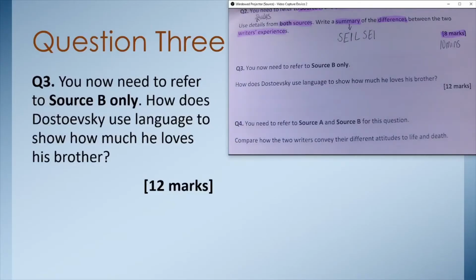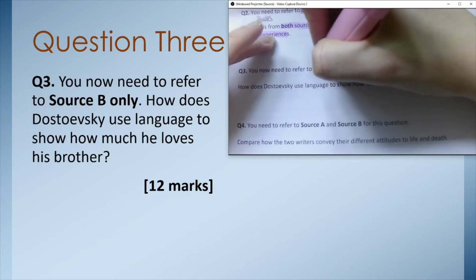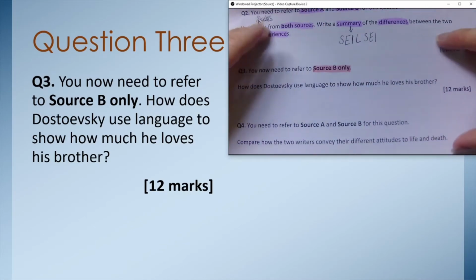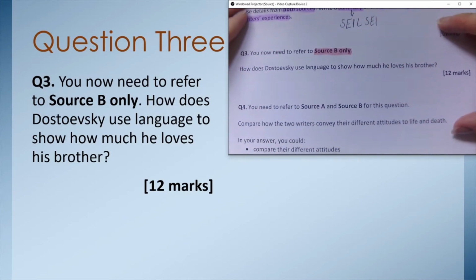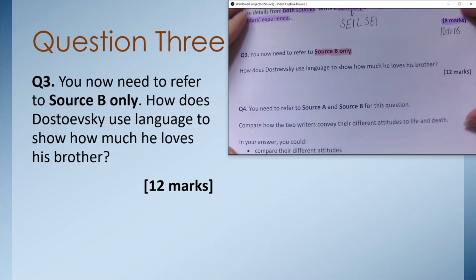Okay, on to the language question then for number 3. So you now need to refer to source B only. Again, I'm going to highlight those keywords. It just helps me focus on the question when I'm answering it. How does Dostoevsky use language to show how much he loves his brother?